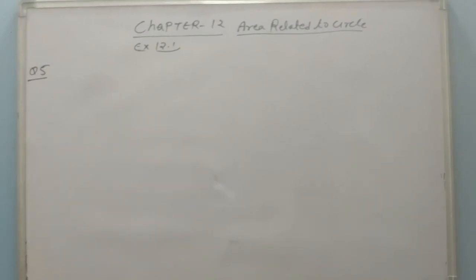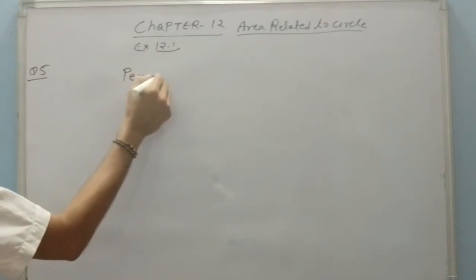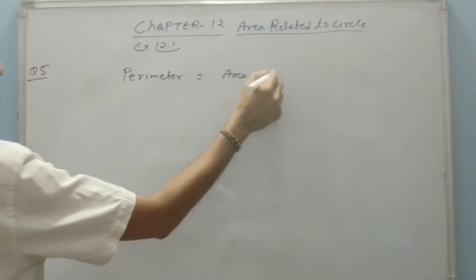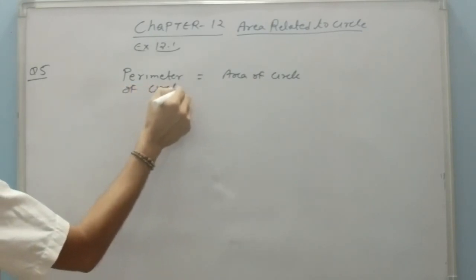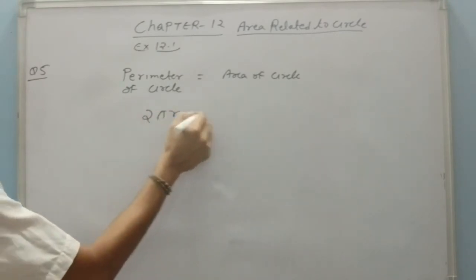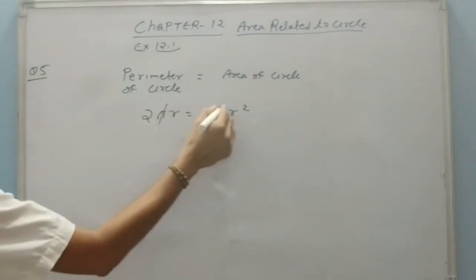In the fifth question, there is a multiple choice question. He says if the perimeter and the area of a circle are numerically equal, then the radius of the circle will be. As he said, perimeter, or you can say the circumference, is equal to the area of the circle. This is the perimeter of circle. Both are equal. So by the formula I can say 2πr = πr². Simple question it is. Pi se pi cancel out.